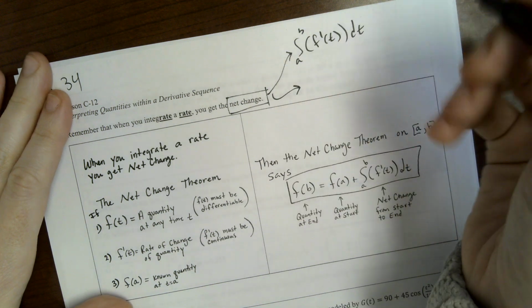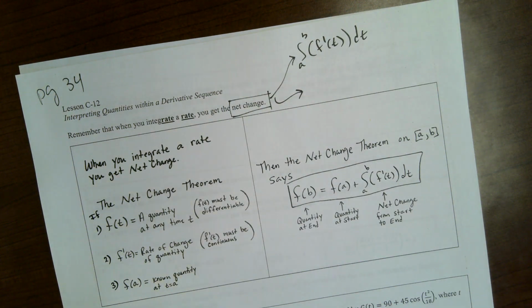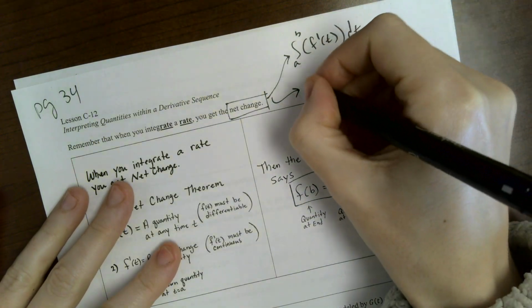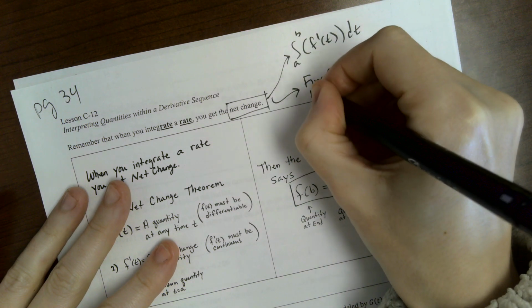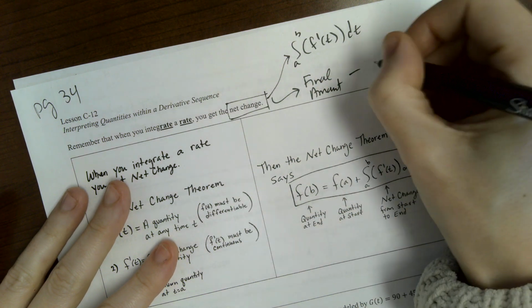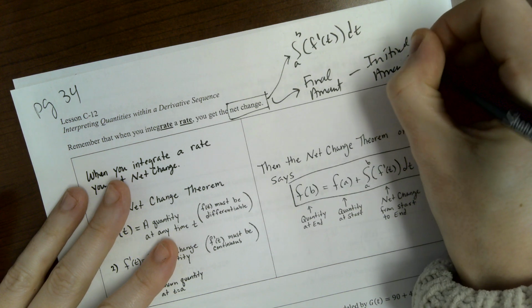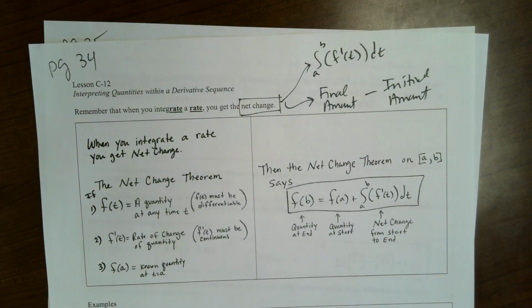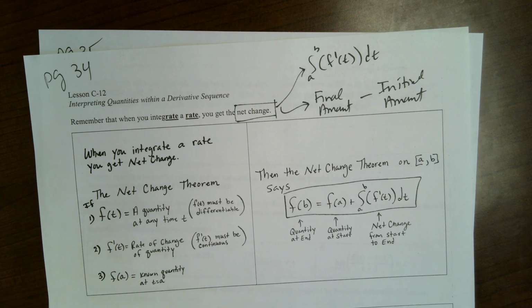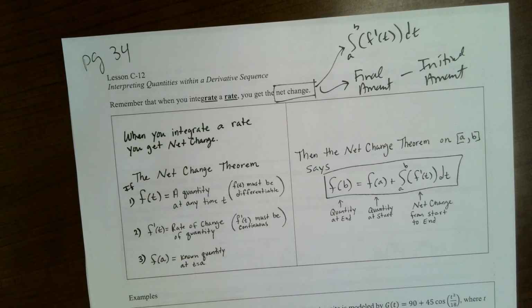And another way is if you have an initial amount of something. If you have the amount of something at the beginning of a time interval, and the amount of that same thing at the end of the time interval, then if you take the final amount and subtract the initial amount, you will get the net change. So when you integrate a rate, you get the net change.